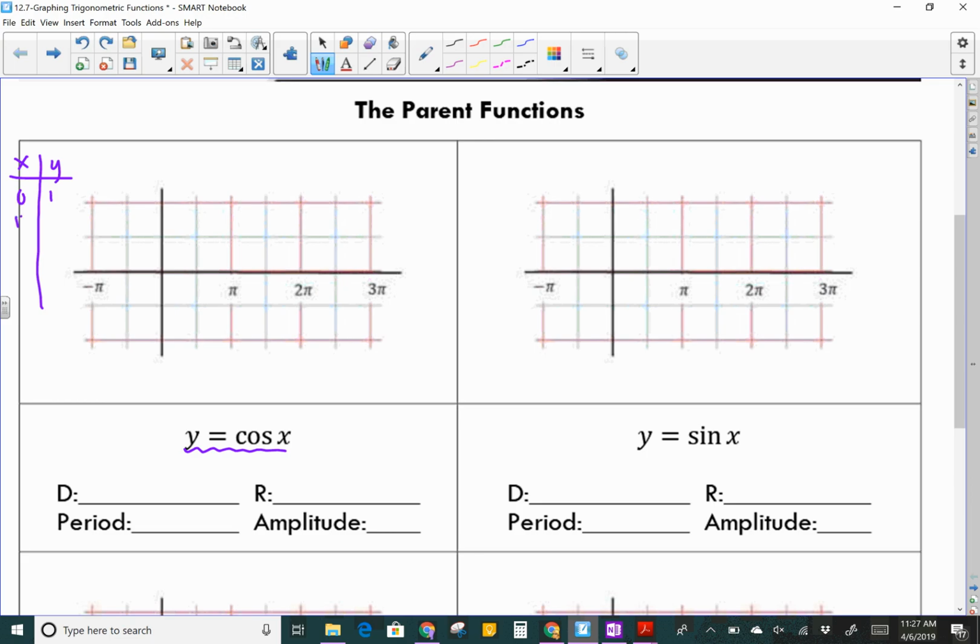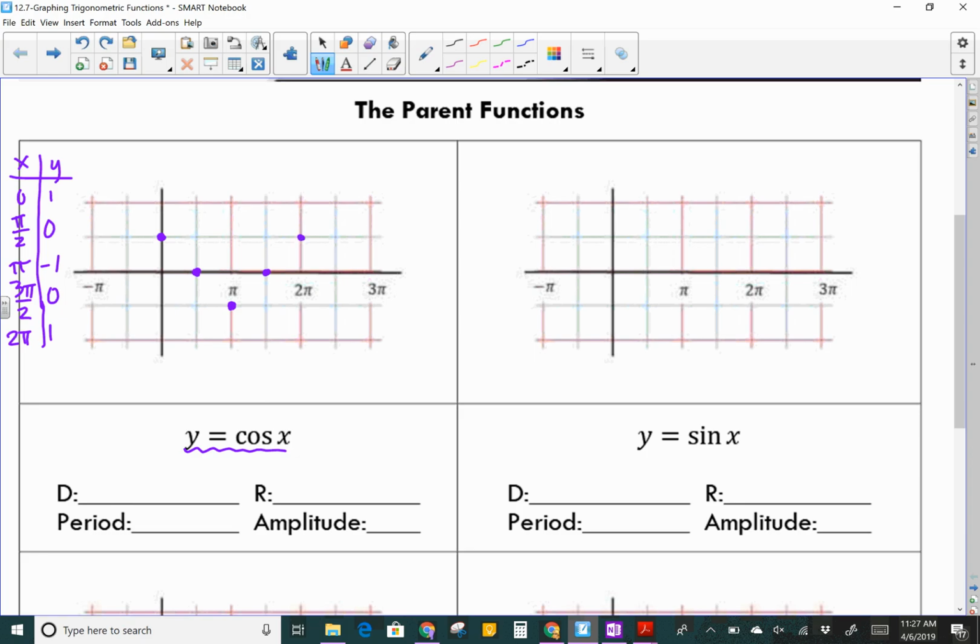If I go up to pi over 2, the cosine of pi over 2 is 0. I'm going to go ahead and plot this point as I do it. So at 0, I'm going to go to 1. At pi over 2, which is halfway between 0 and pi, it's 0. And then I'm going to go to pi. Cosine of pi is -1. Then I'm going to go to 3 pi over 2. Cosine of 3 pi over 2 is 0, which is right here. And then 2 pi. Cosine of 2 pi is back to 1, which is right here.